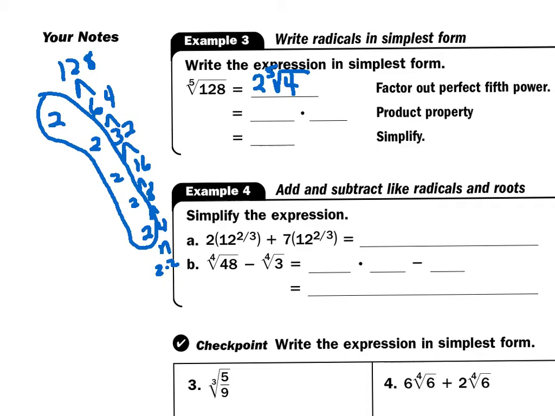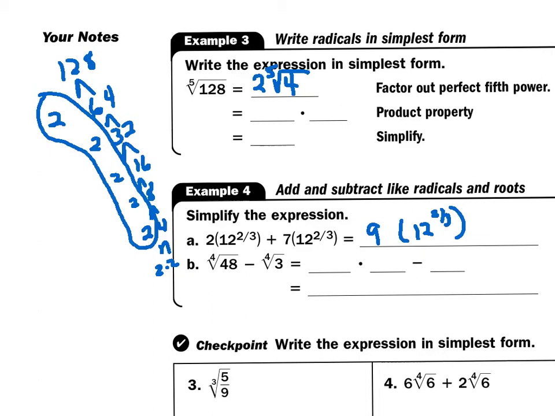Now, example 4. Simplify the expression. Okay. We have 2 times 12 to the 2/3 plus 7 times 12 to the 2/3. These are like radicals, so I can go ahead and add the 2 plus 7 together to get 9, and then leave the 12 to the 2/3. And is there anything that we can do with that? Do we have any groups of 3 in 12? No, because 12 is 2 times 2 times 3. So that's as simplified as I can go.